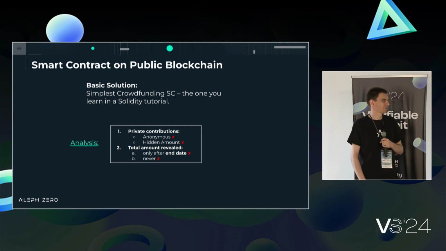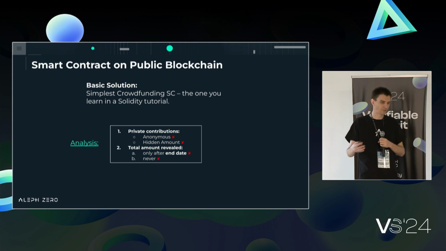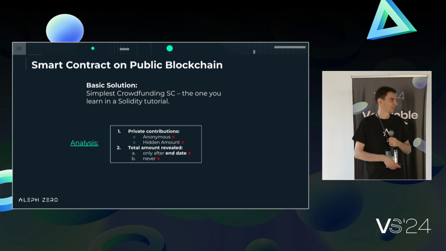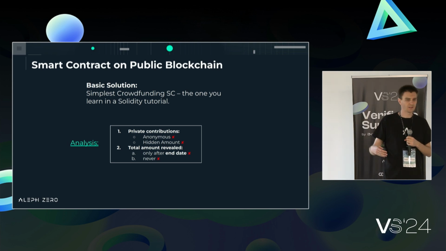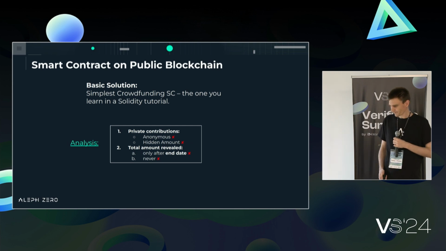Because the contributions made to the contract will be linkable to particular blockchain accounts, it's not anonymous. Of course, the amounts will be in the plain. And also, we will see all the time what the total amount is, so nothing is private here. Good.